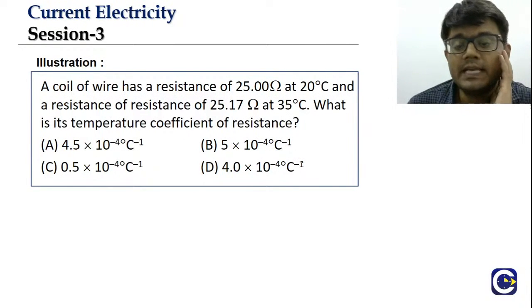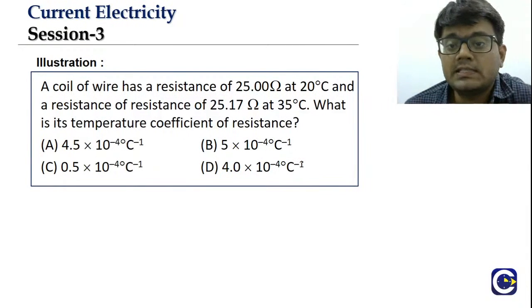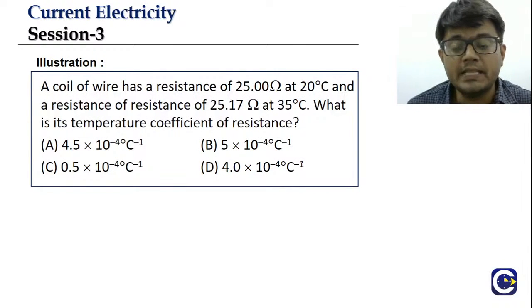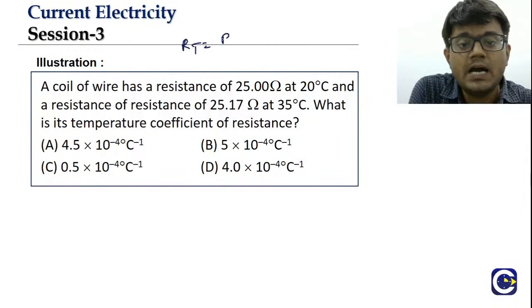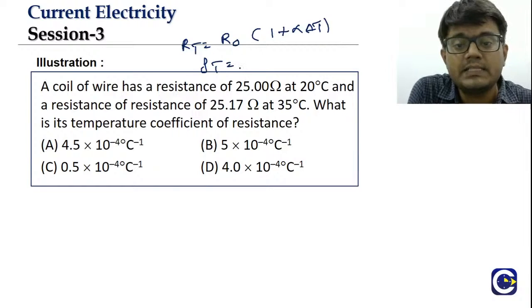So this is how it will come. If we are getting questions on this in the area based questions, it will be like this, we'll have the same two formulas. What is it? R at a temperature T is equal to R naught into 1 plus alpha delta T. Or in terms of the resistivity, same as it is, rho at a temperature T is equal to rho naught into 1 plus alpha delta T.